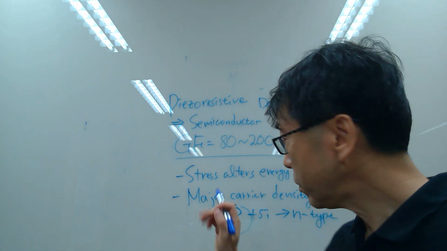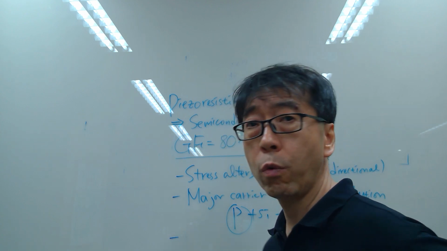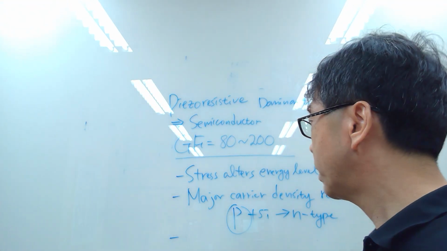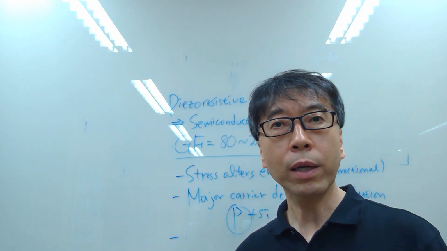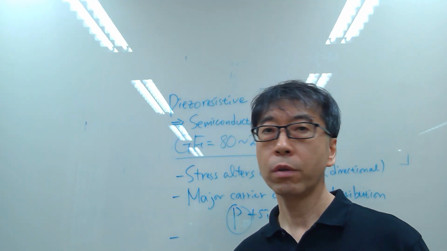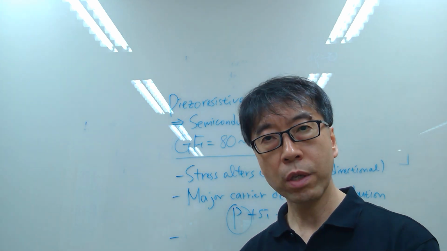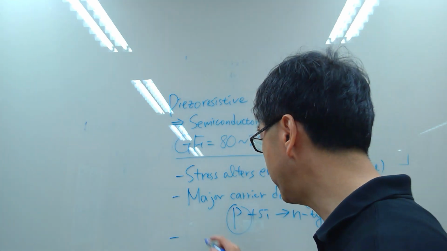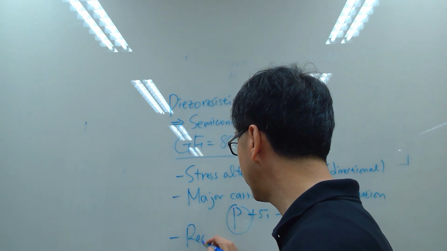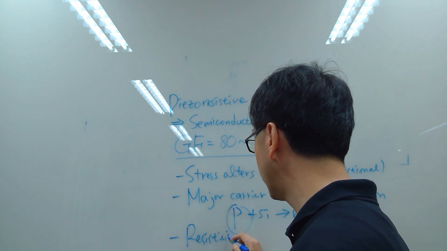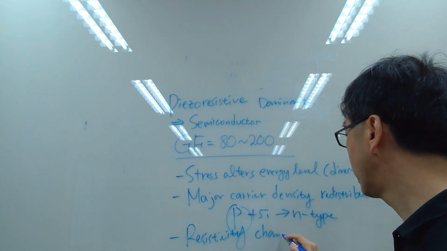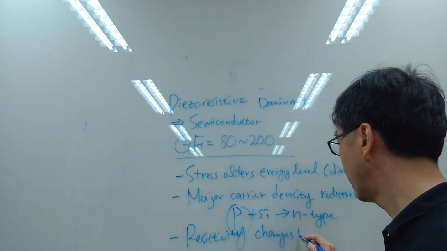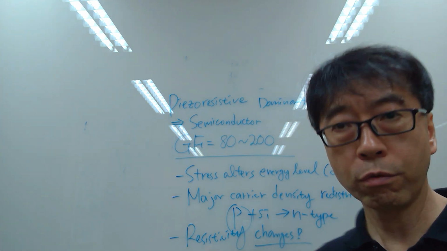Anyways, with this in mind, eventually what's happening? Well, there will be a change in the material property. And what kind of material property are we talking about? We are talking about resistivity. Rho will change. Resistivity change will occur. And this is really, really important.